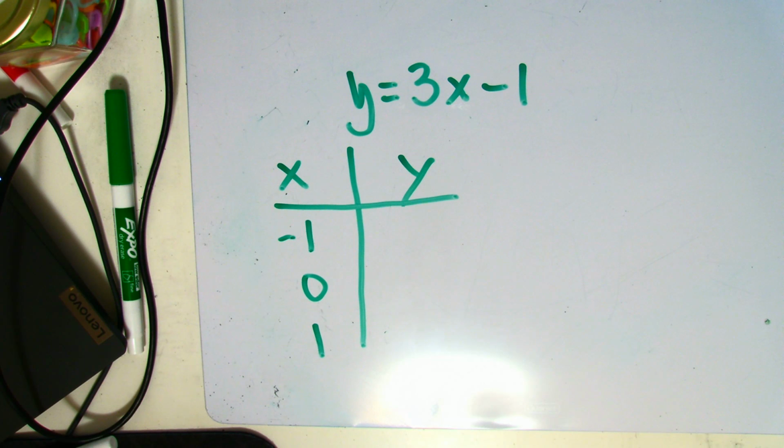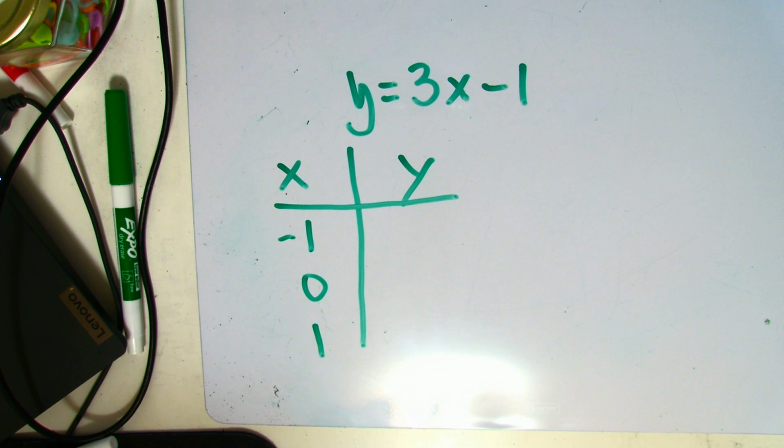If we don't have coordinate points to plug into an equation to see if those points are in or on that line, we sometimes use a table and we create points for one of the variables and then plug it in to solve for the other variable. So in this equation, y equals 3x minus 1, I have two variables, x and y.